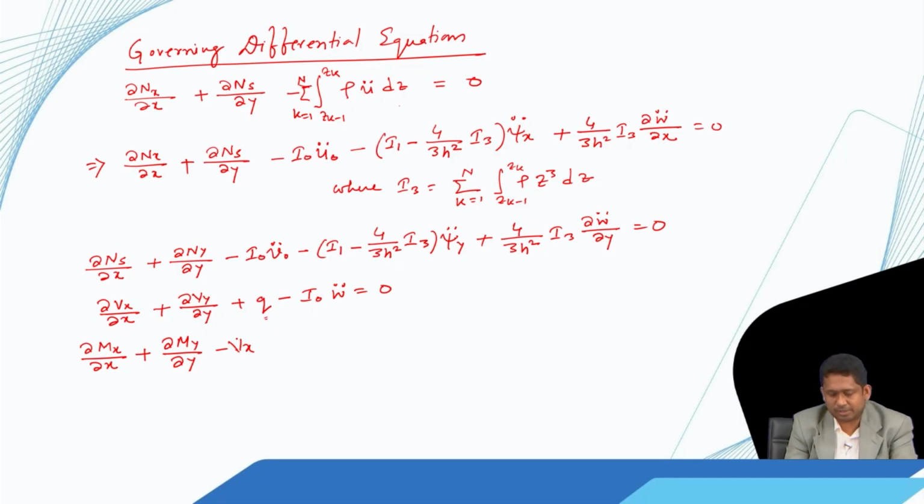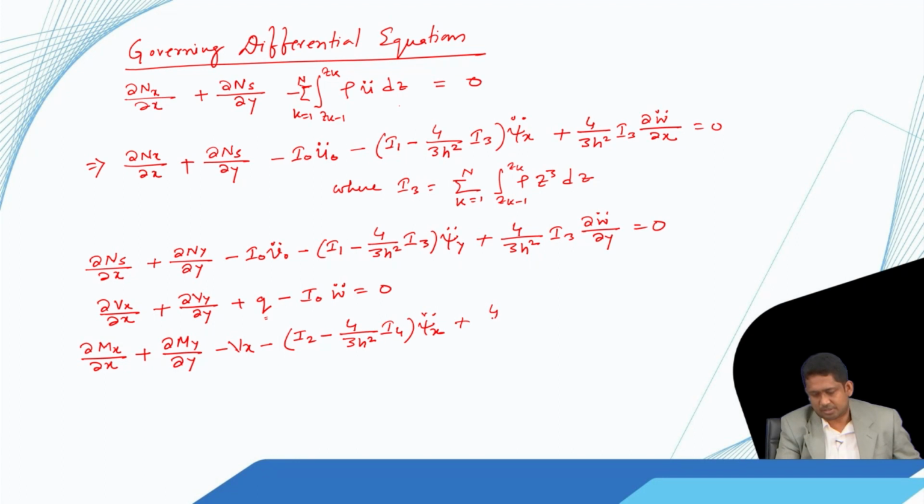So, here q is the applied load in the previous equation, we already know what these quantities mean, and then we have minus I 2 minus 4 by 3 h square I 4 psi x double dot plus 4 by 3 h square I 4 del w by del x equal to 0.